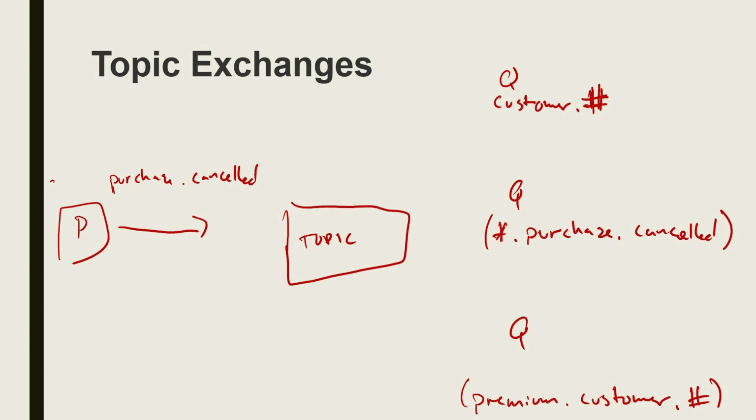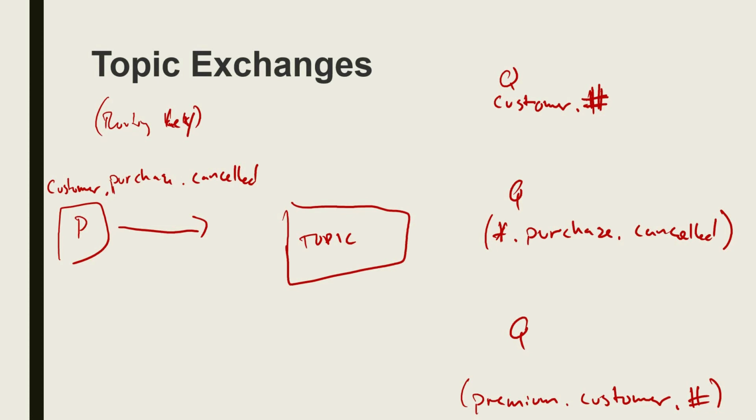Okay, and over here, just for sanity's sake, I'm going to say customer as well: customer dot purchase dot canceled. This is the routing key. I'm going to say routing key so that way you already know what it is. All right. So this routing key is sent to the topic, which is customer.purchase.canceled.